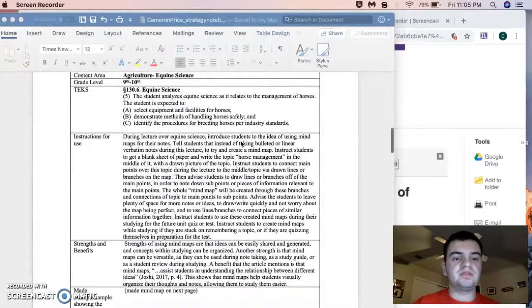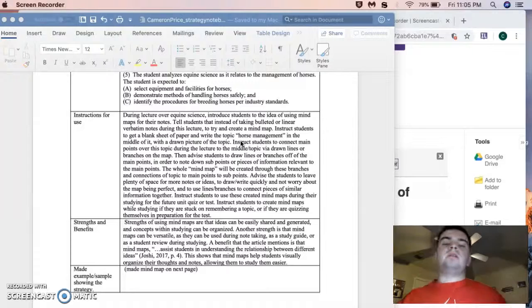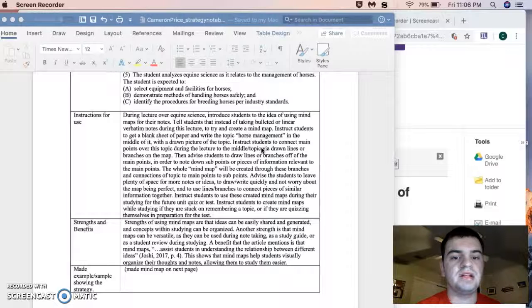And the instructions for use, I like this strategy because it can be used during note taking, as a study guide, or kind of as a review for students to quiz themselves so they can make their own. So what you're going to do, the instructions during the lecture over equine science, in this case, would be horse management to cover the TEKS. You tell students about using a mind map instead of just listing their notes verbatim or linear on a piece of paper, so they can be a little more creative and have a better visual.